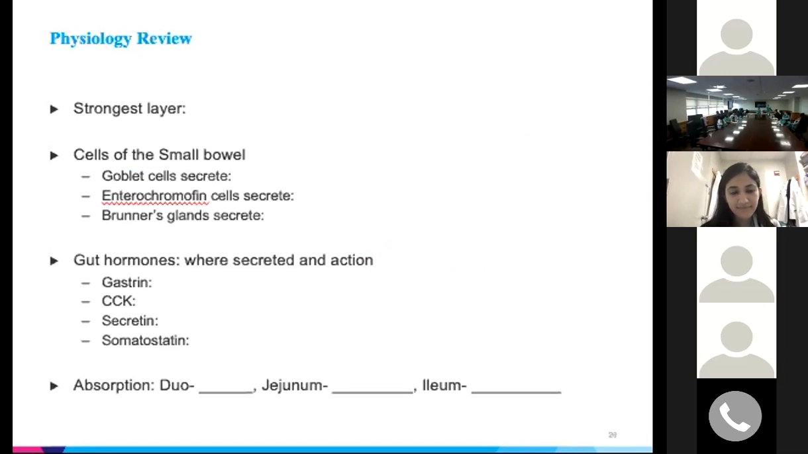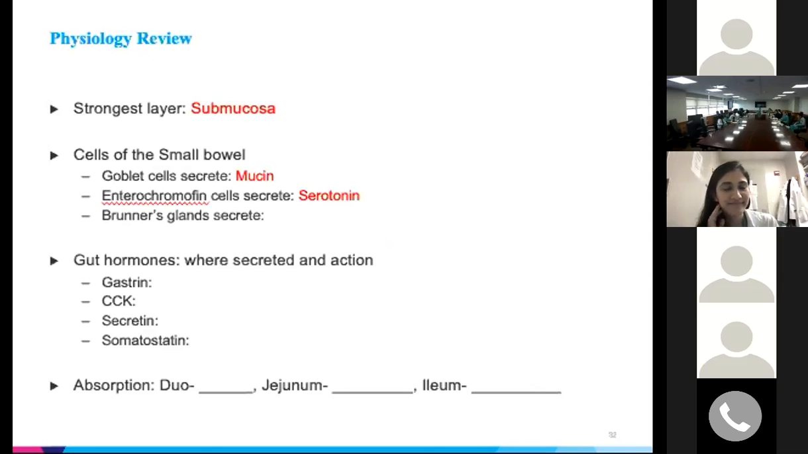Okay, I'll start, but interns get involved. Strongest layer is the submucosa. Okay. Guys, anyone? Goblet cells. Yes, goblet cells. I heard mucus from the crowd. Enterochromaffin cells, guys. Anyone? Yep. Serotonin precursors, I heard. Yep, serotonin and serotonin precursors.